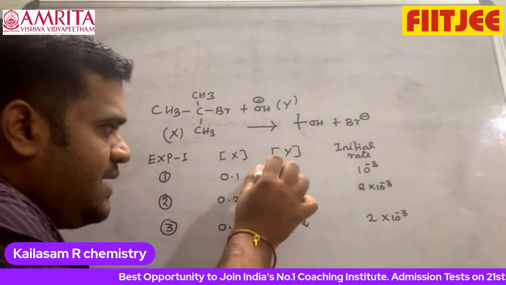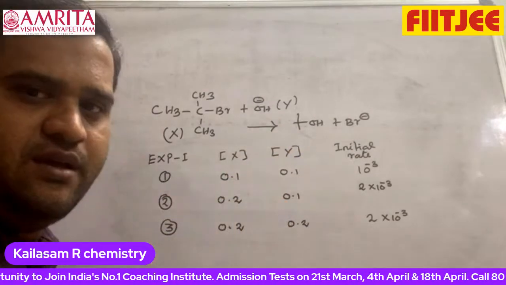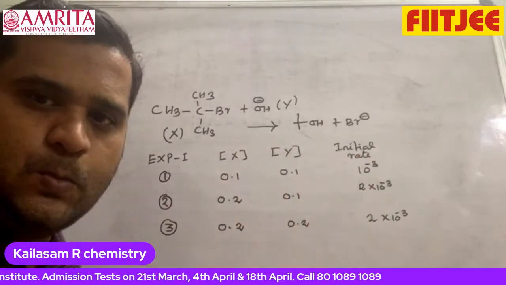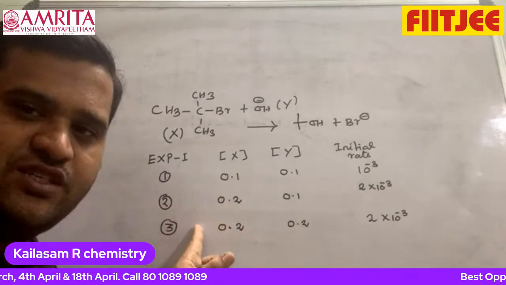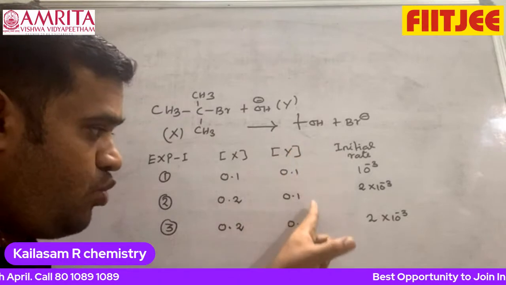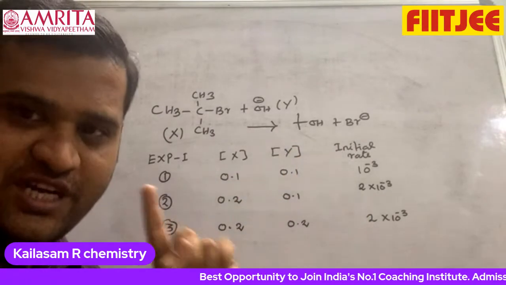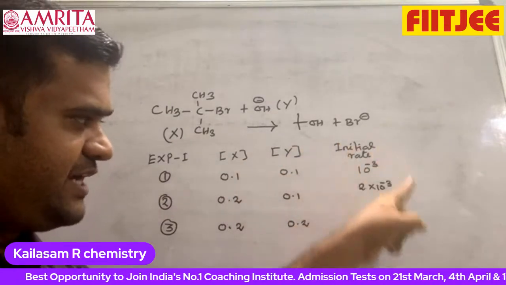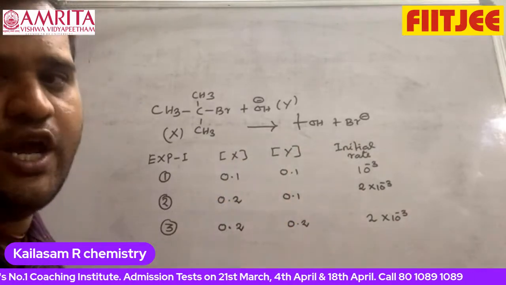Now they keep the concentration of OH minus ion. They increase the concentration from 0.1 to 0.2, and the rate also doubles. Now look at this. In the next experiment, they keep the concentration of X constant, but the concentration of Y becomes double. Still, the rate of reaction remains constant. This clearly says that the rate is not dependent on the concentration of Y. How can we find it out? By using the rate law expression.